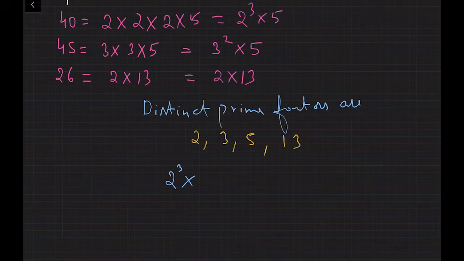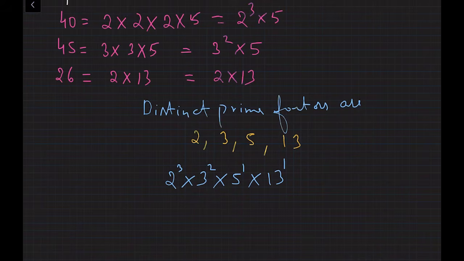Let us write 2 to the power 3 into, let's go to the next distinct prime factor, that is 3. We have 3 here, the highest power of 3 is 2. Therefore, let us write 3 to the power 2 into the next prime factor, that is 5, and we have 5 here and one more 5 here, and the power of 5 is 1, and here also it is 1. Therefore, the highest power of 5 is 1 into the last prime factor, that is 13, and we have 13 here and the power of 13 is 1, and therefore the highest power of 13 is 1. Therefore, let us write 13 to the power 1.